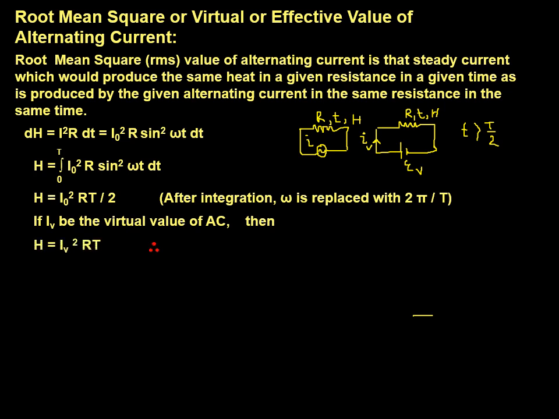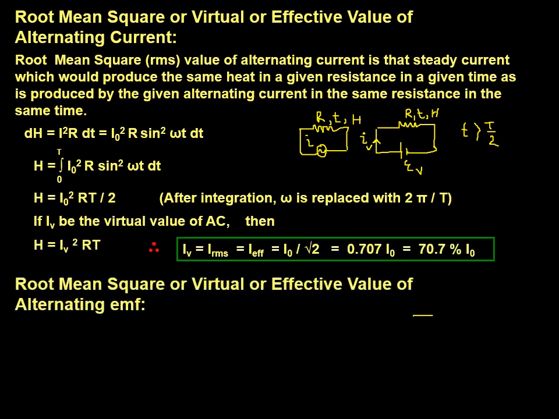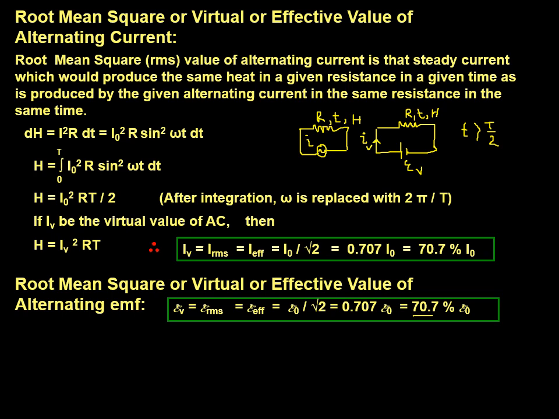So the actual value would come out to be IV equals I RMS equals I effective equals I naught by root 2. 1 by root 2 is equal to 0.7071, so it is 70.71% of I naught. Remember, the average when taken over half cycle on the basis of the charge was 63.7%. But the same thing when we have taken over full cycle or any time, it is 70.7% on the basis of the heat.